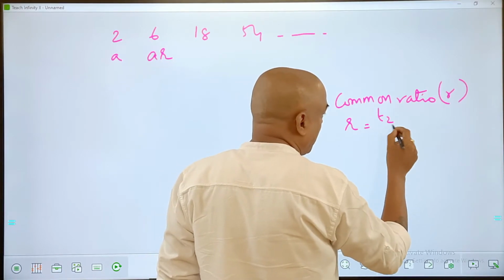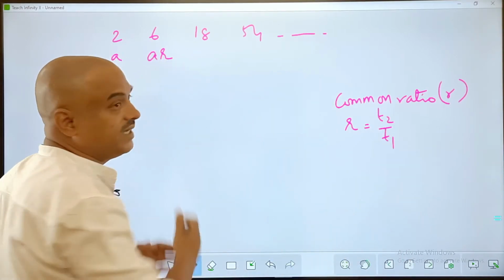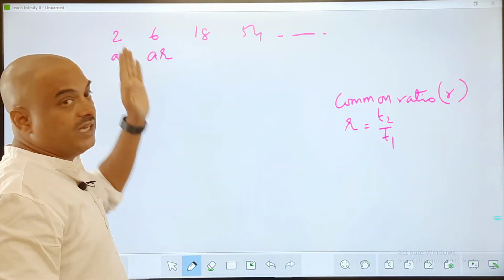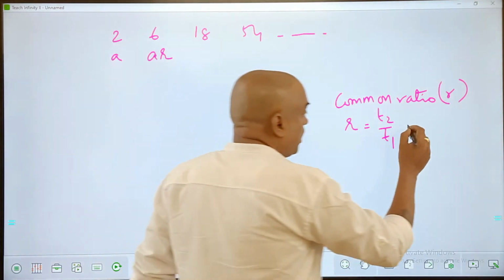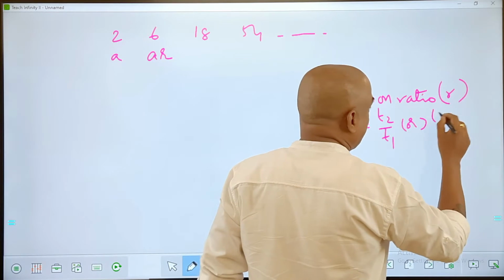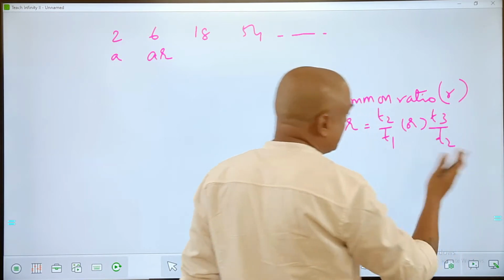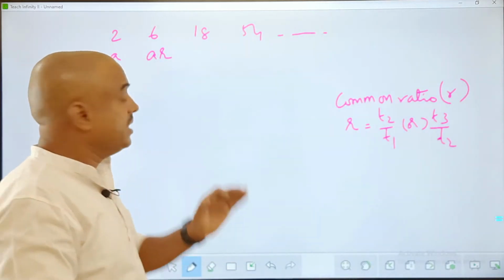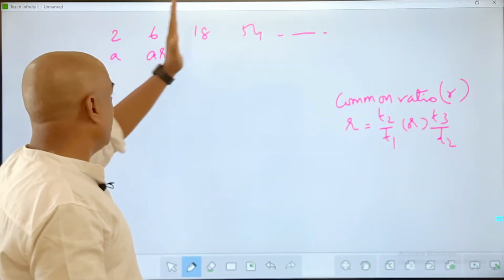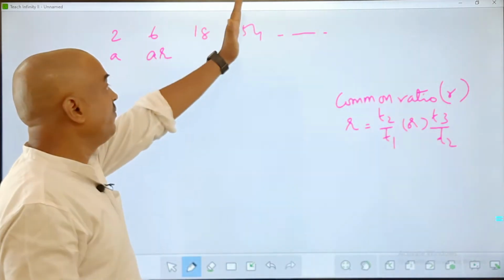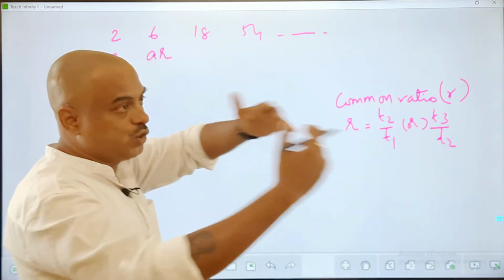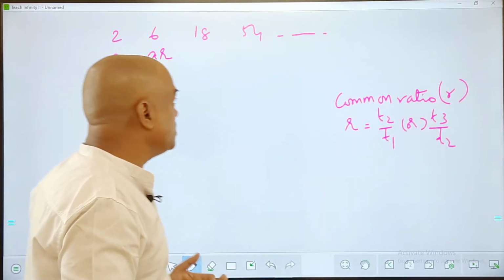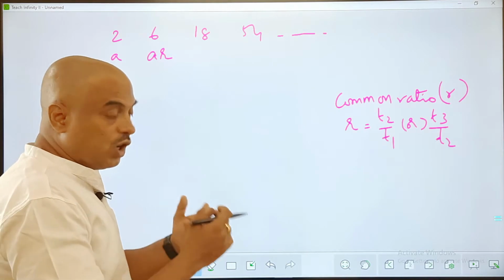If you do T2 by T1 with the given series here, 6 by 2 is 3. Or if you do T3 by T2, I'll get the same value. 18 by 6 is again 3. So 6 by 2 is 3, 18 by 6 is 3, 54 by 18 is 3 and so on, it goes like that. Such a series we call geometric progression.